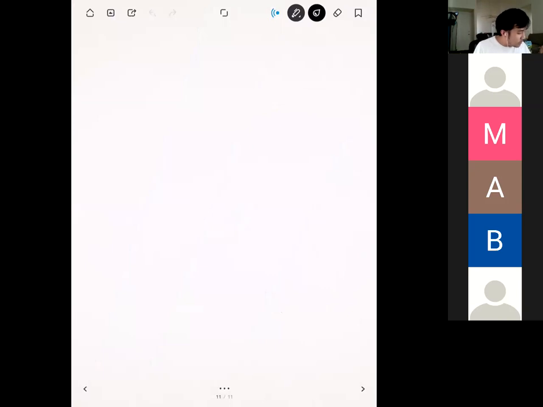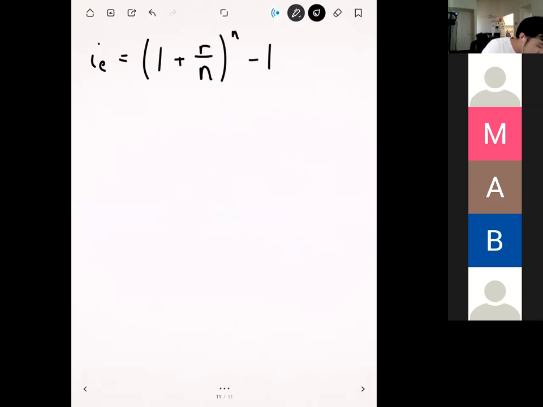Okay, so let's do that first. Let's compute the effective interest rate from the nominal. We're going to use the formula IE is equal to 1 plus R over N, all raised to the N power, minus 1. Let's plug in the numbers from the problem. So we have 1 plus R, where R is our nominal interest rate, so in that case it's going to be 0.08.